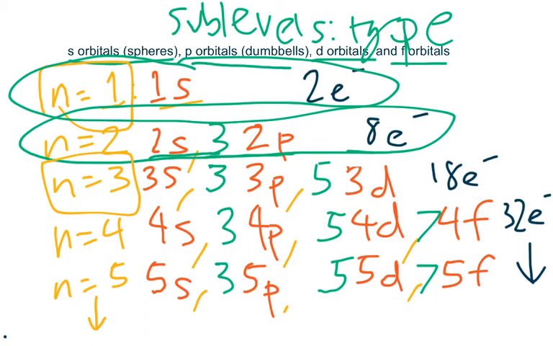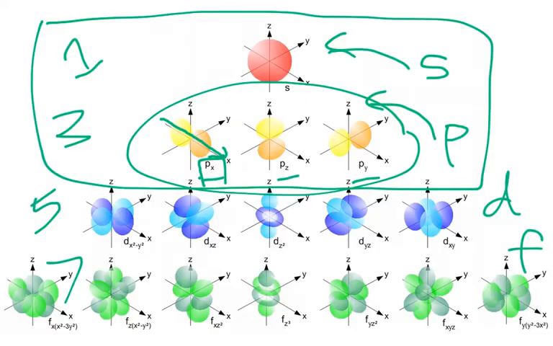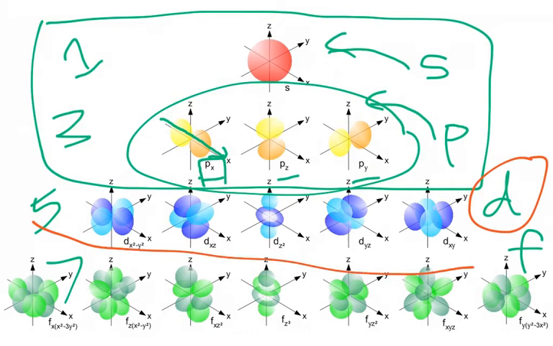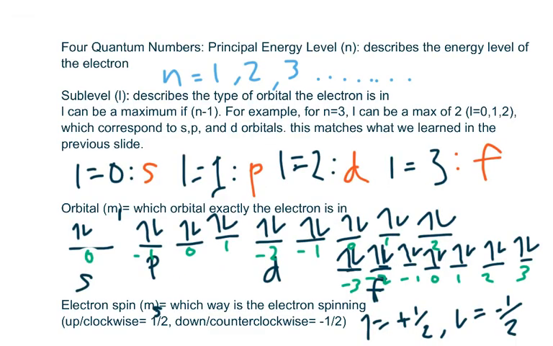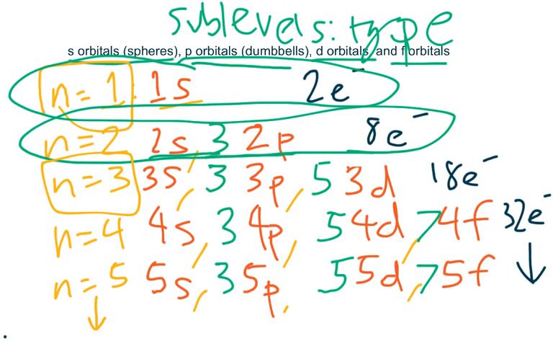If n equals 3, you can have 1 3s orbital, 3 3p orbitals, and 5 3d orbitals. And this is because for the d sublevel, there can be 5 types of orbitals, and there is only 1 of each of them. So there are 5 3d orbitals, 3 3p orbitals, and 1 3s orbital, and 5 plus 3 plus 1 is 9, and 9 orbitals in total times 2 is 18 electrons in total.